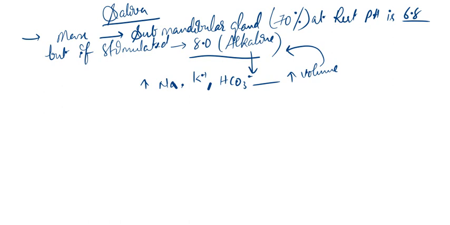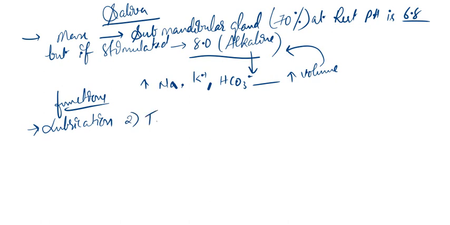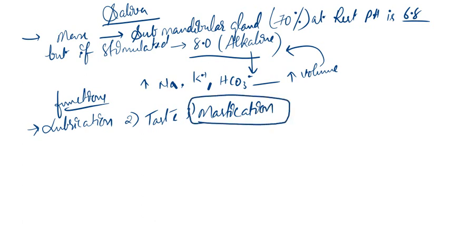Okay. Now what are the functions of saliva? Very important functions of saliva. First one is lubrication. Second one is taste, third one is mastication, the important thing for which saliva is very much important. And fourth one is swallowing. Yes, this is also important.